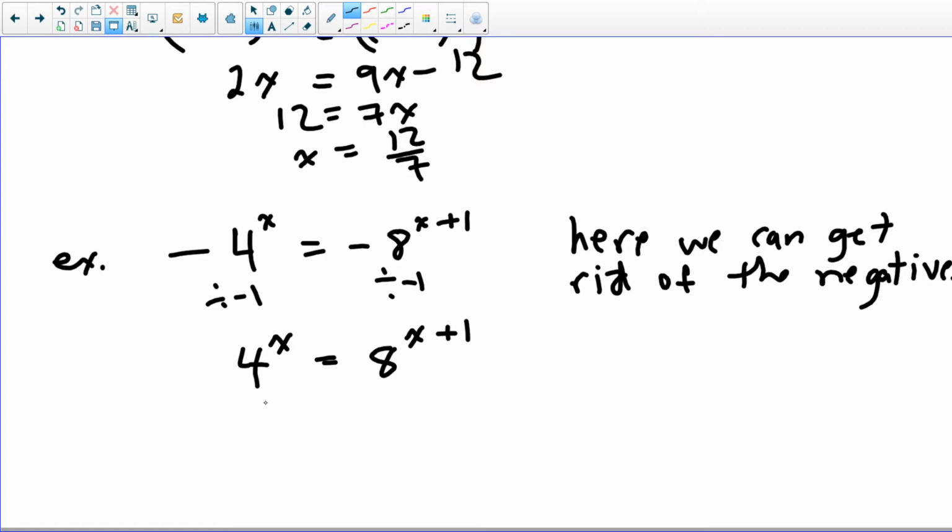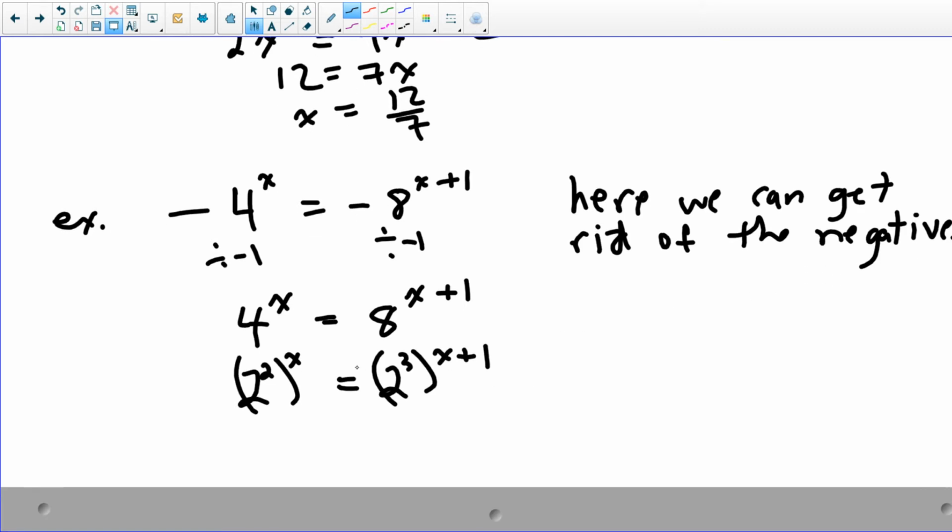Now we can change everything to a base of 2. So we've got 2 to the 2 to the x, and 2 to the 3 to the x plus 1. And then we can just do our distributivity on this side and multiply the 2 powers on this side. So 2x is equal to 3x plus 3. And you folks can finish that one off.